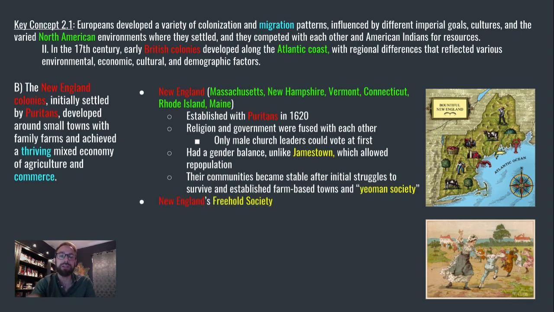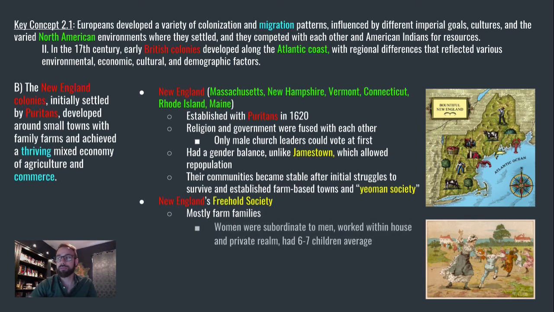Another way to define New England is a freehold society. Freehold means that people own their land freely. Okay, so there's not like feudalism where there's a lord who owns the land and you work it. The person who works the land is also the person who owns the land. So as a result, New England mostly has farm families.